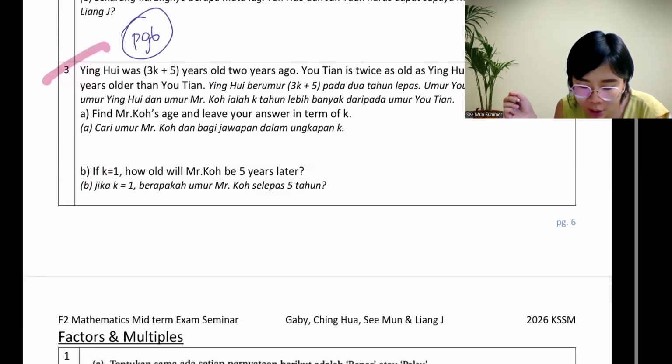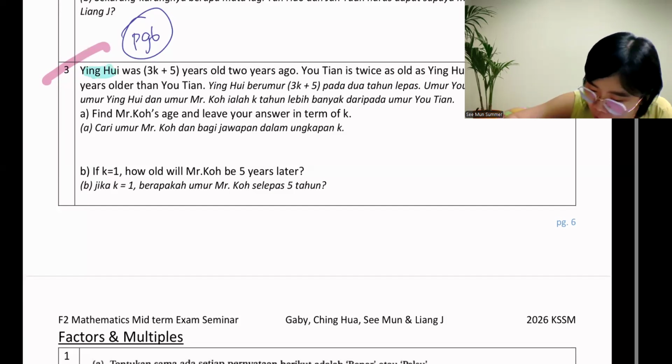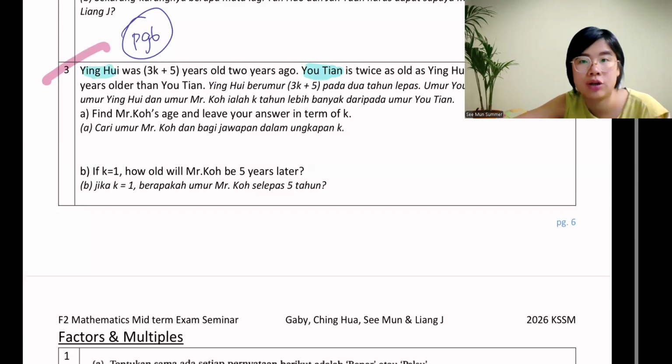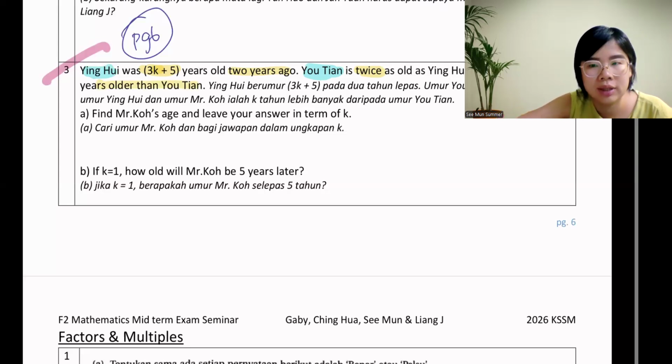Now, Ying Hui was 3K plus 5 years old 2 years ago. A lot of people, so highlight the names: Ying Hui, Yu Tian, and Mr. Ko. Three of them. And then they tell you their ages. They say Ying Hui is 3K plus 5, but it's 2 years ago. And then Yu Tian is twice as old as Ying Hui. And then Mr. Ko is K years older than Yu Tian. Interesting. And the question they are asking is, what is Mr. Ko's age in terms of K?